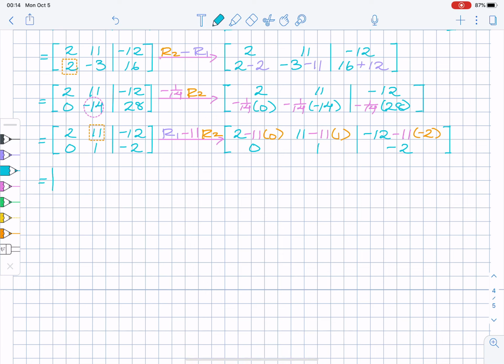So what we get then is 2 and 0, 0 and 1, augment. So negative 12 plus 22. So what's 22 minus 12? I claim that it's 10. Negative 2.